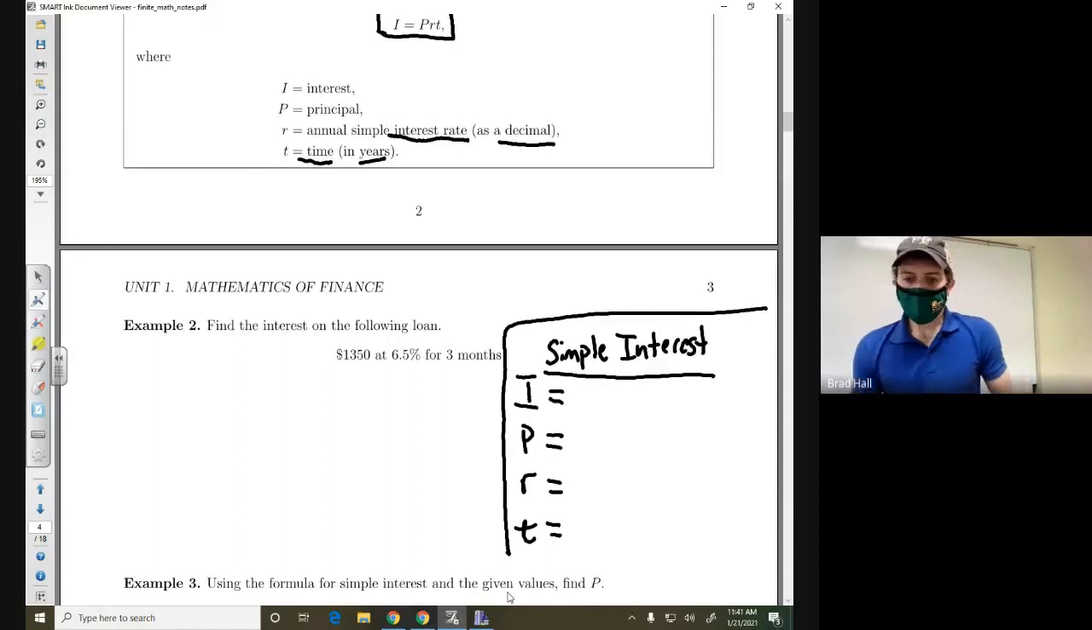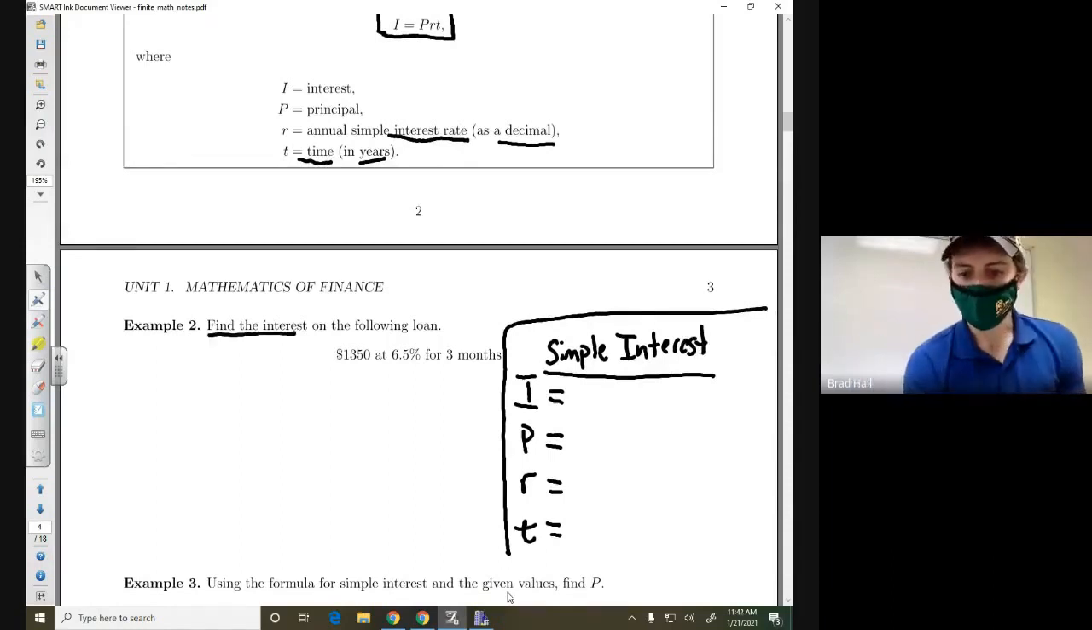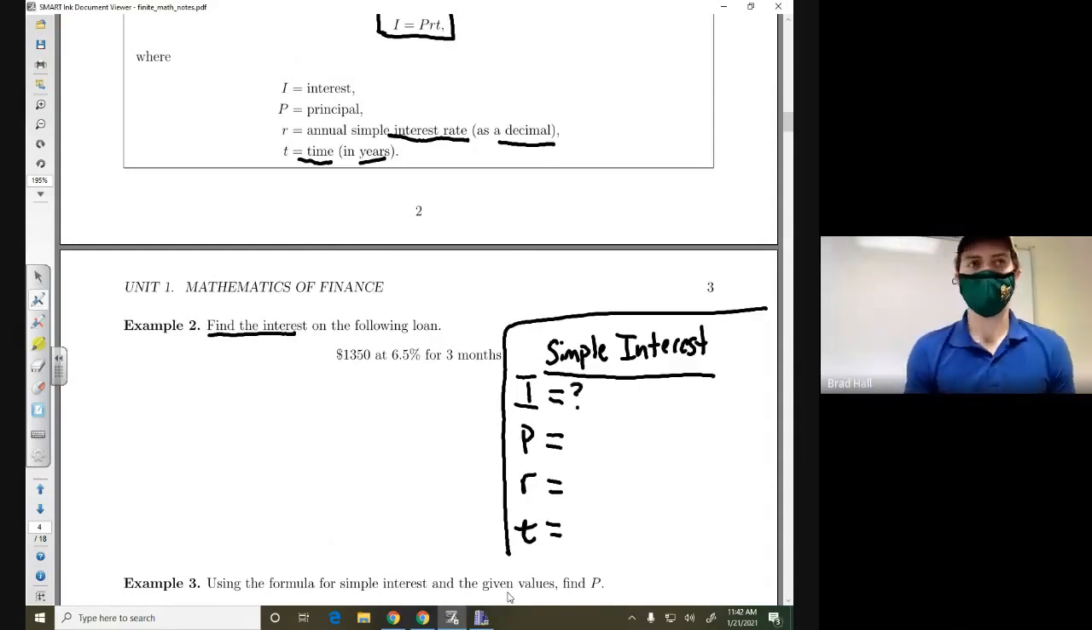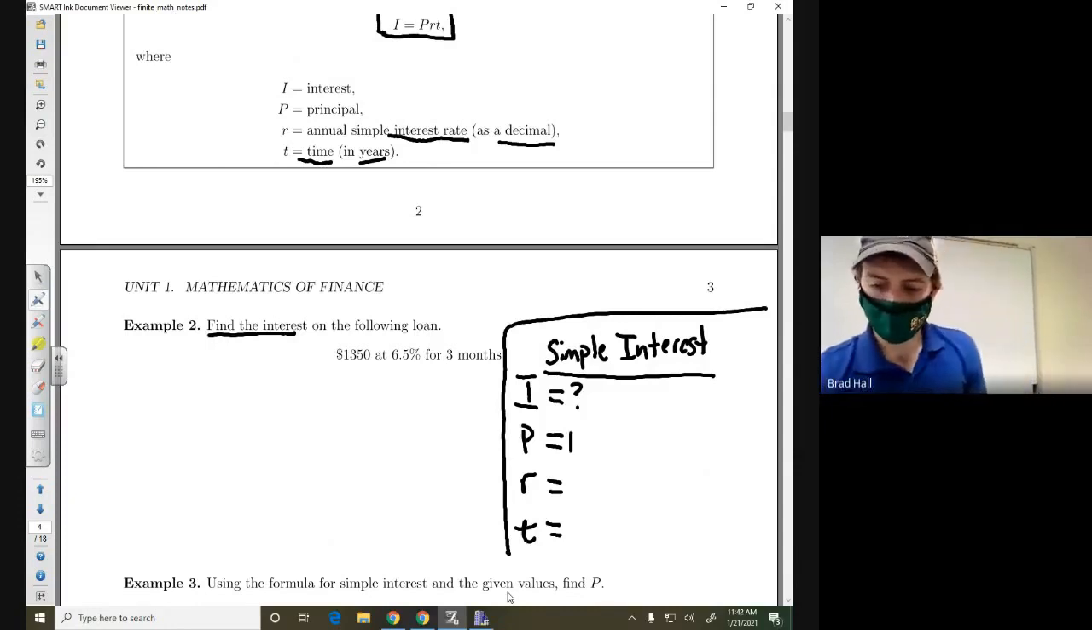So the problem says find the interest. So obviously the interest, I, is unknown. We don't know it, that's what we're looking for, so we just put a question mark. The P is the principal, or the original value. I only see one value here, so that makes it a little easier. So $13.50.